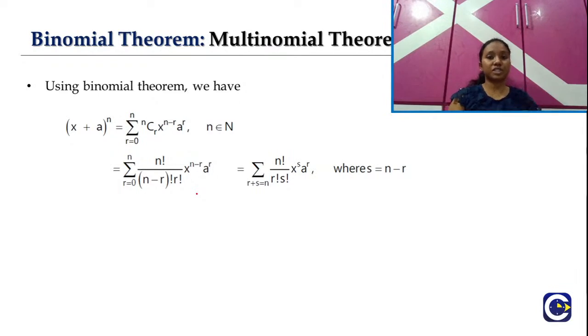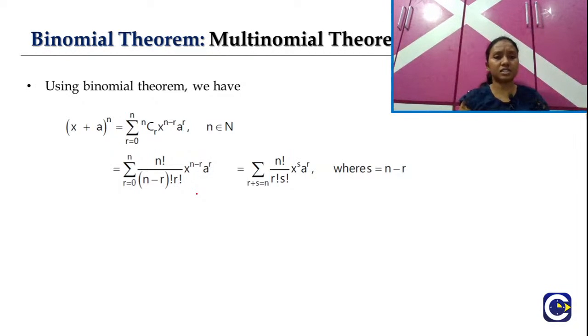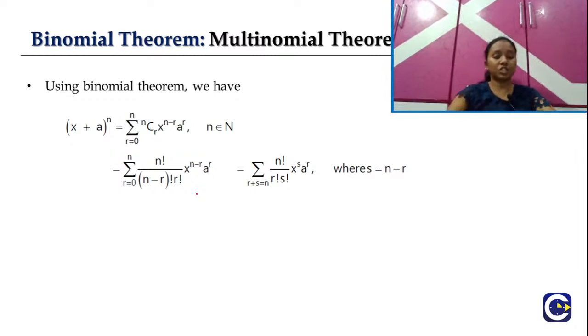So here we are going to discuss our next concept, that is the multinomial theorem. As I mentioned, we have already discussed this multinomial theorem while discussing the chapter of permutations and combinations also. So let's see here, we have our binomial theorem, which is (x + a)^n. What is the expansion of this (x + a)^n?